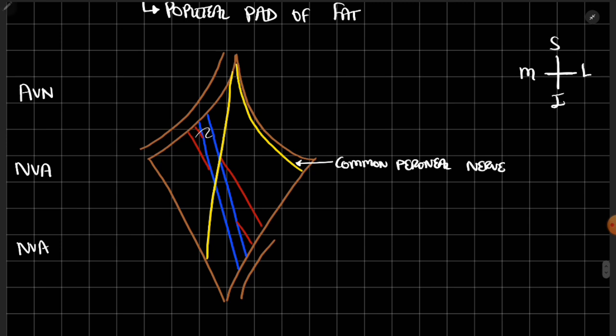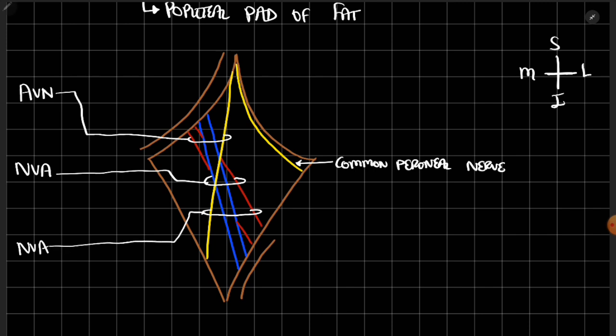Let me mark this. This is the upper one third of the popliteal fossa, this is the middle one third, and this is the lower one third. As we have said, in the upper third it is AVN: popliteal artery, then the popliteal vein and the tibial nerve. In the middle one third, the relations are reversed, NVA. Then in the lower one third, nerve, vein, artery.